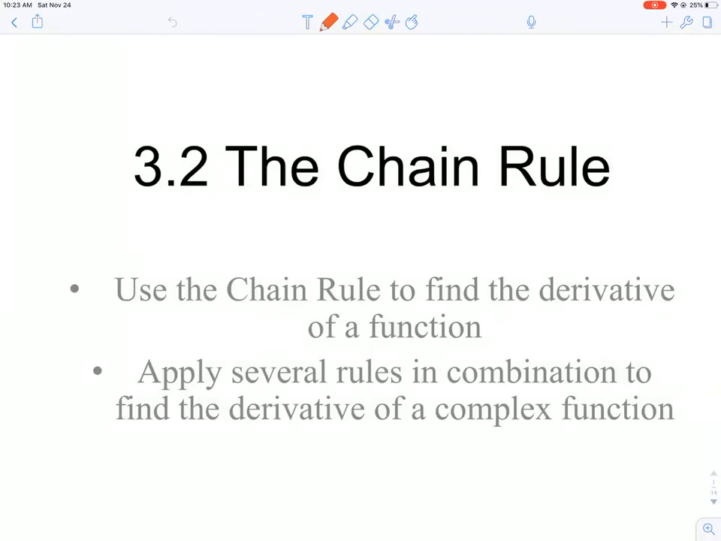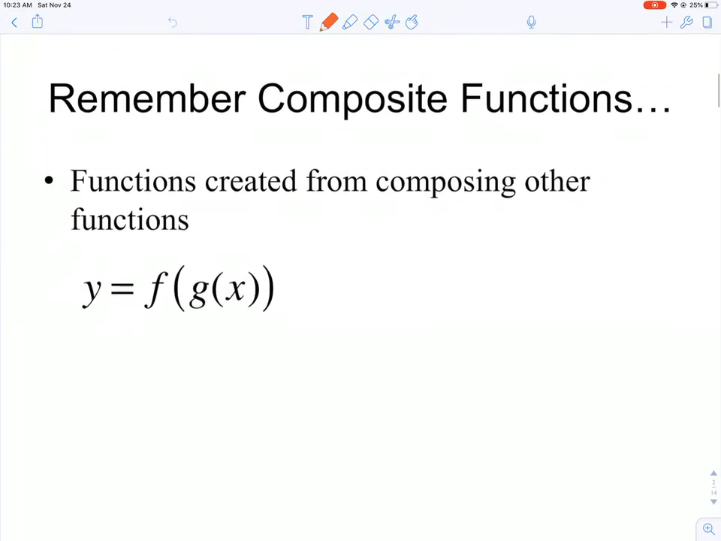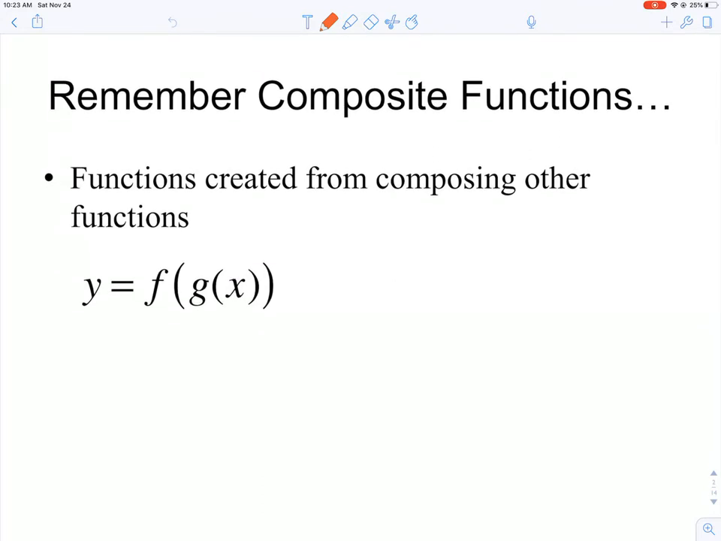Okay, so far in your differentiation toolbox, you have power rule, product rule, and quotient rule, but those rules won't allow you to differentiate any function. So we're going to add another rule. In section 3.2, we're looking at the chain rule. And we're able to use the chain rule to differentiate functions that you can think of as being composite functions.